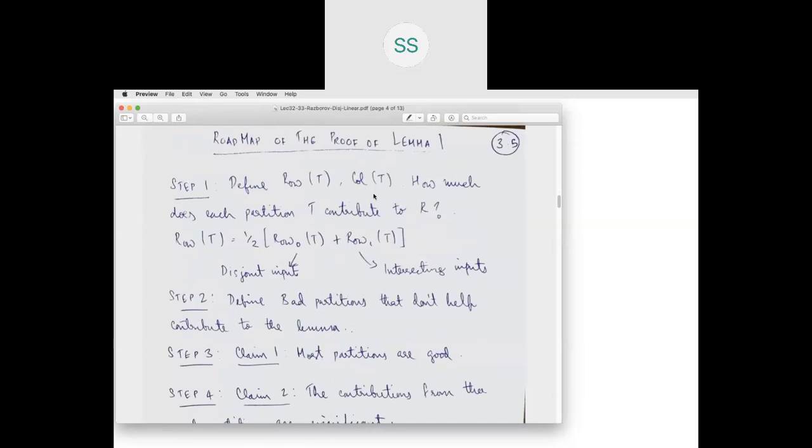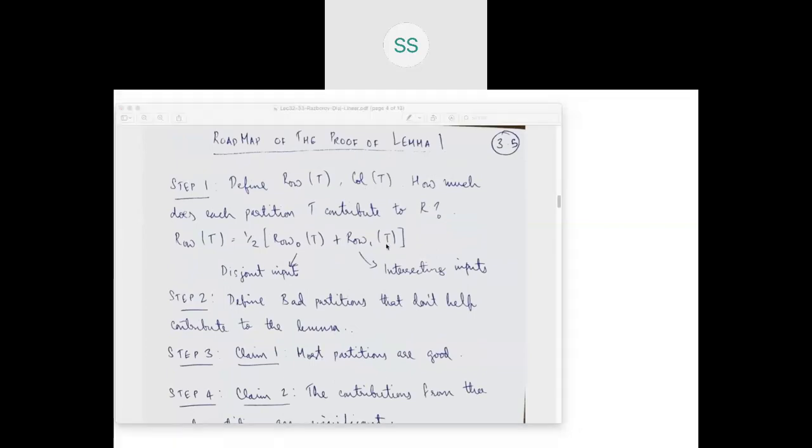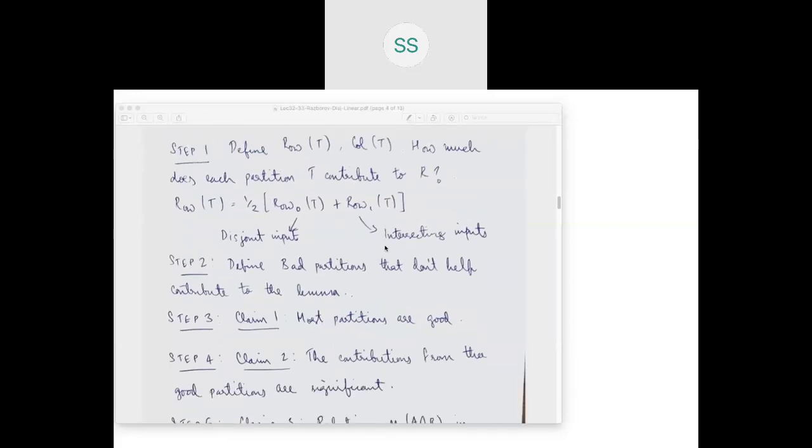So row T and column T indicate how much each partition contributes to R. Okay. Step 2, we will define something called bad partitions that don't behave well. So the good partitions behave well, and bad partitions are kind of hard to deal with.